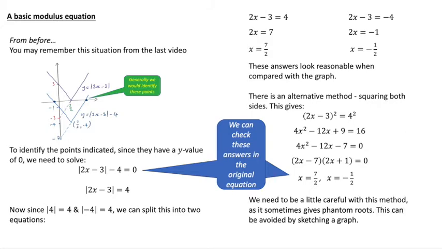The tricky thing with the squaring method is it can sometimes give phantom roots, answers that don't work because squaring and the modulus don't behave quite the same. So you've got to be careful, and generally we would avoid this by sketching a graph to make sure that we're not picking up one of those phantom roots.